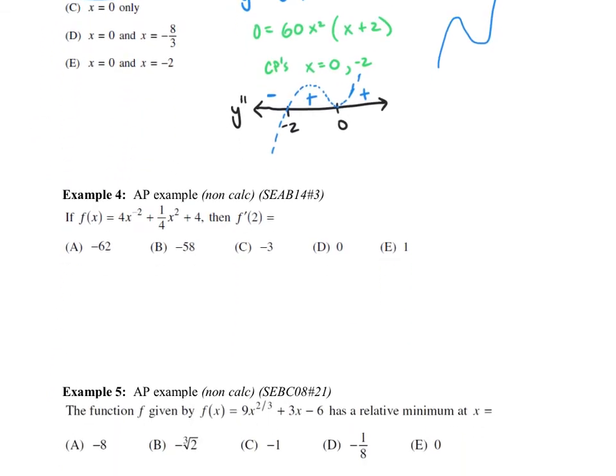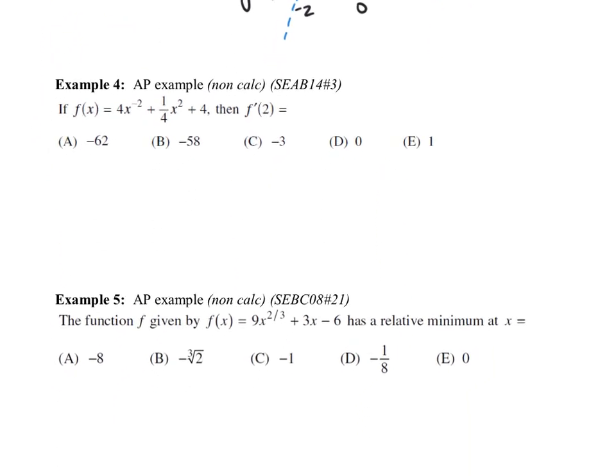Okay, let's move on to example 4. So example 4 is just a straight skill problem. We're just taking the derivative of an equation using the power rule. So we have -8 x to the -3rd plus 1/2 x to the first, and then the derivative of 4 is of course 0. And then we're going to just simply plug in 2.